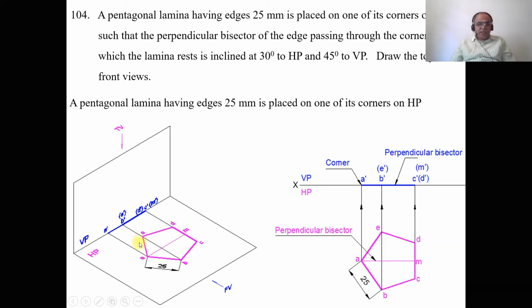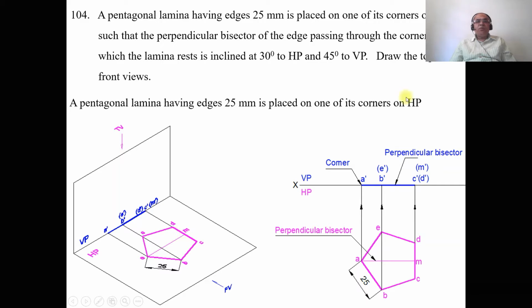So we are getting the true shape in HP of 25 mm side, and the surface is perpendicular to VP. So we are getting a line in the front view. As we look from the front view, ABC is near to the observer. So A dash, B dash, C dash is visible. D and E is away from the observer. So D dash, E dash becomes invisible.